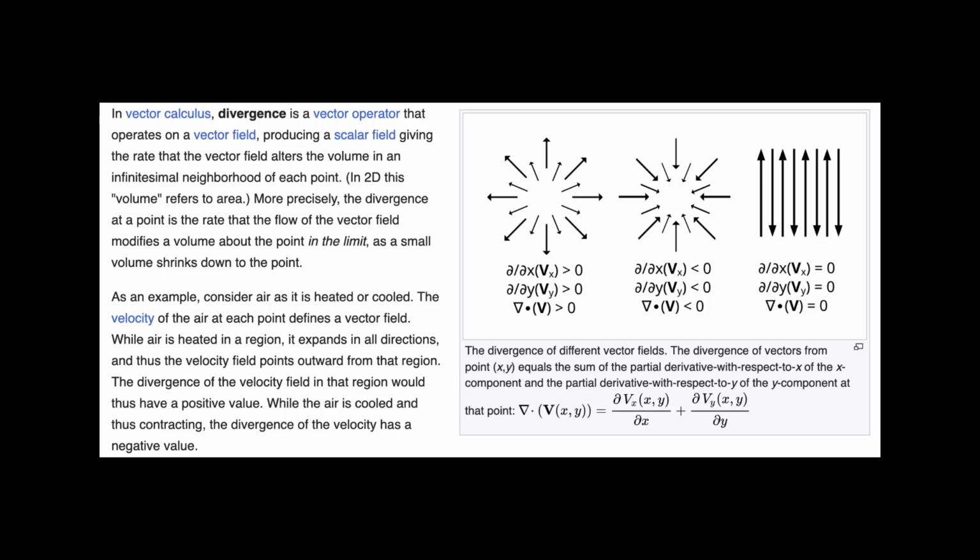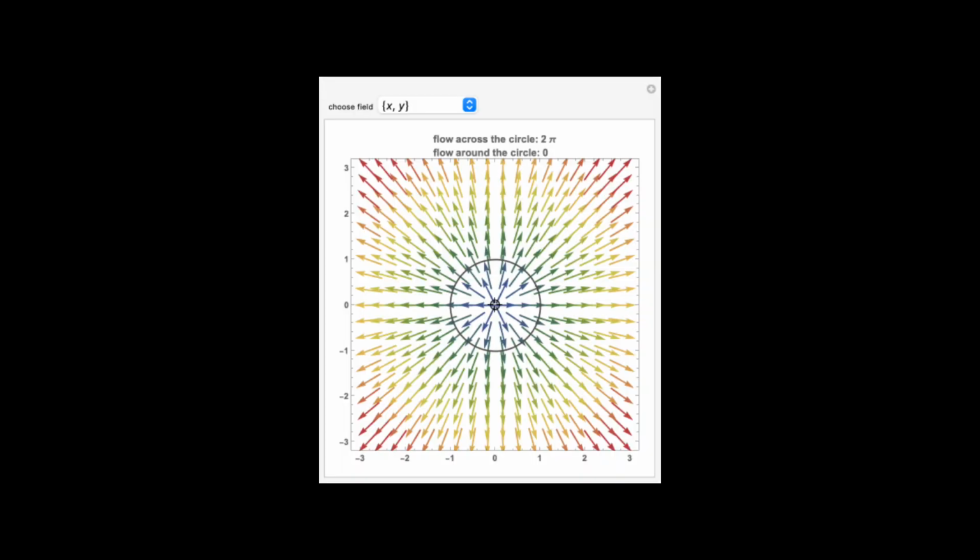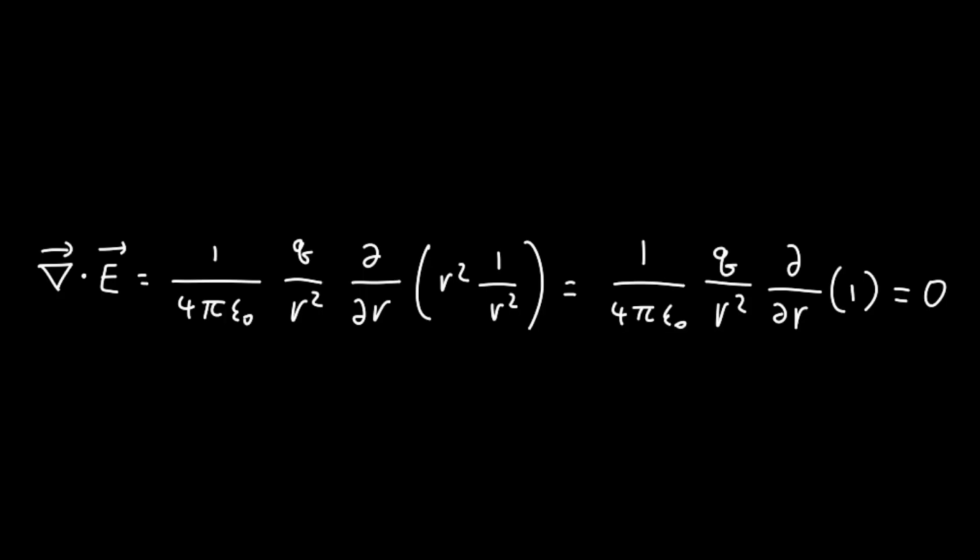And now we can calculate something called the divergence. What the divergence measures is basically how much a field is spreading out from a specific point. So in our case, only from the origin. If we calculate the divergence of this electric field in spherical coordinates, we end up with the derivative of 1, which basically makes it 0.